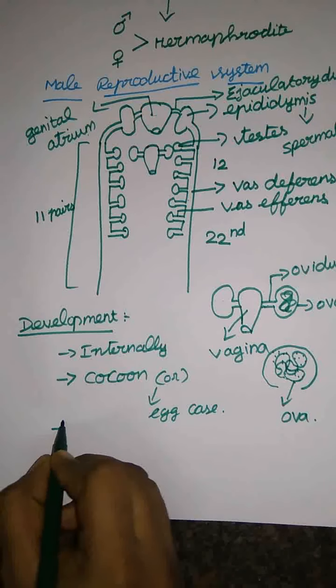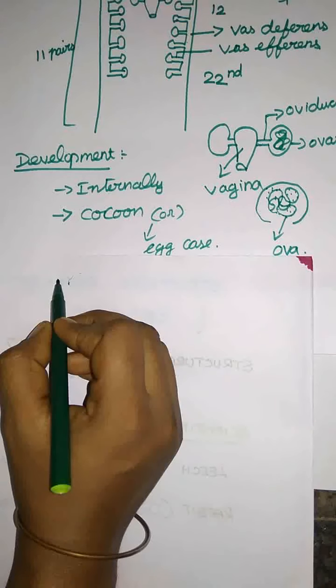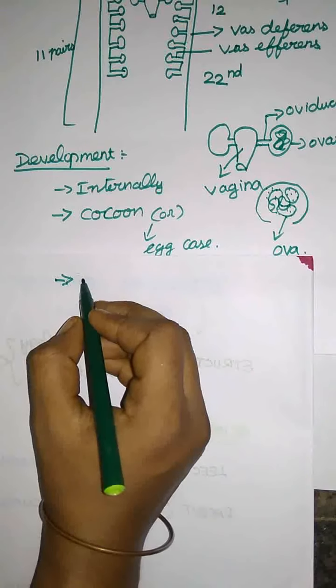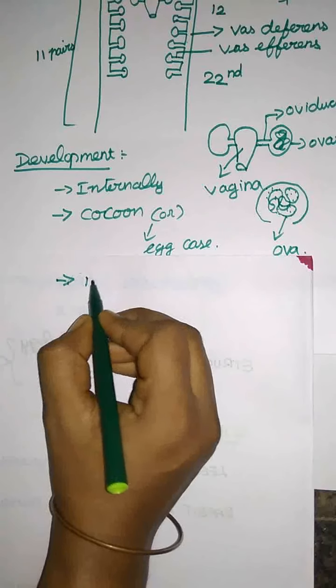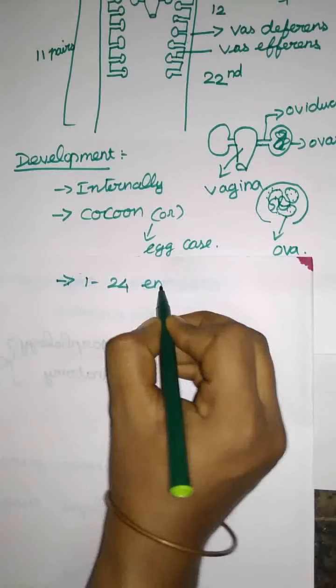After fertilization, the development of a leech is a direct one. There is no complicated stage. They have a direct developmental phase, and they produce 1 to 24 embryos in those cocoons.